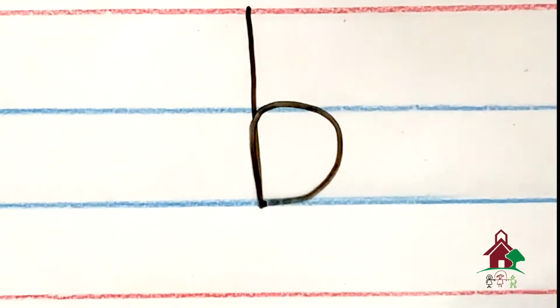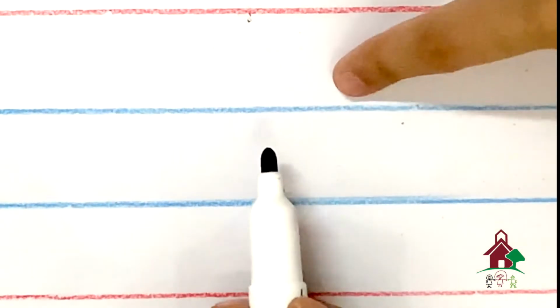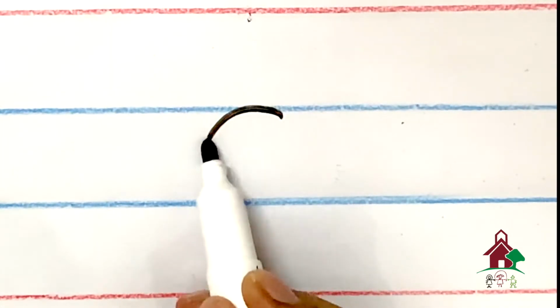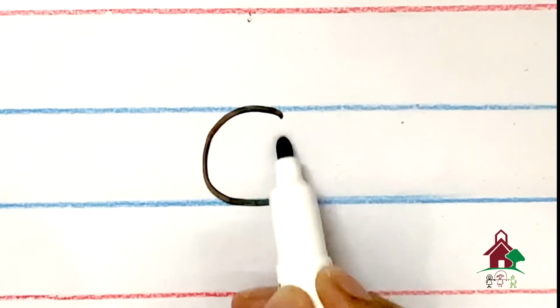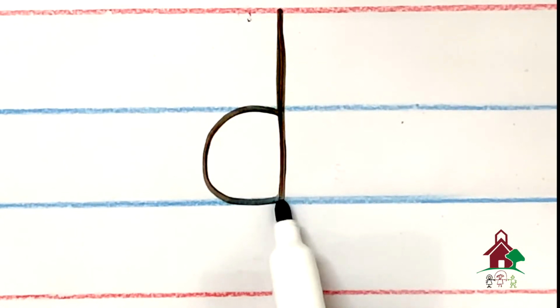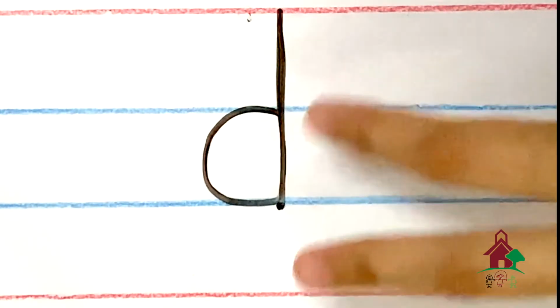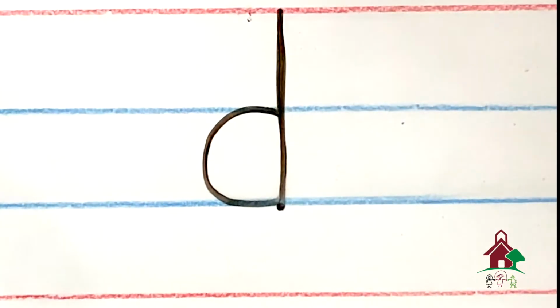Okay, let's erase it. Next sound that we have is d. We will start from the blue line. Make a curve, go up, touch the red line, come down, down, touch the bottom blue line. D. D comes between the two blue lines and the top red line. Let's erase it.